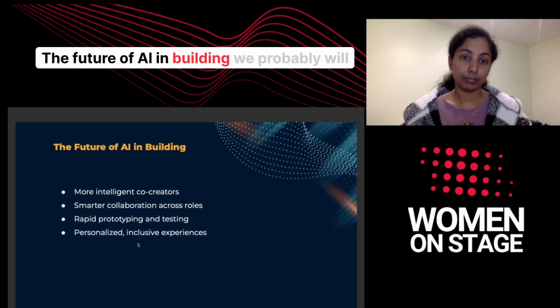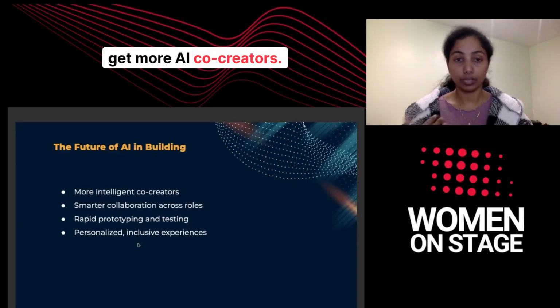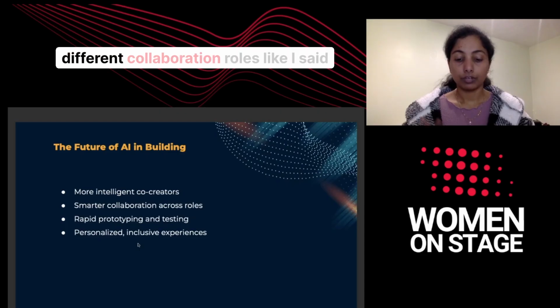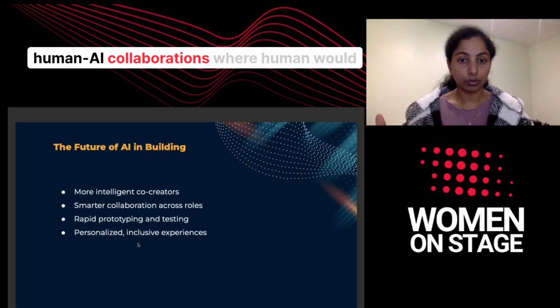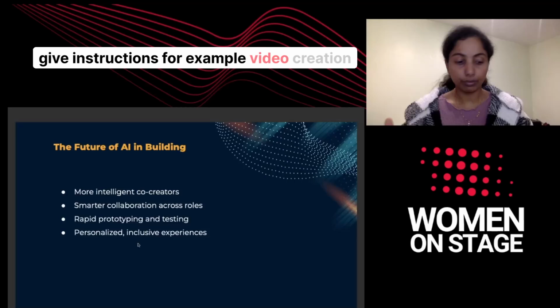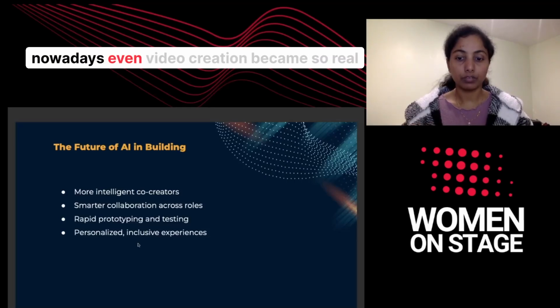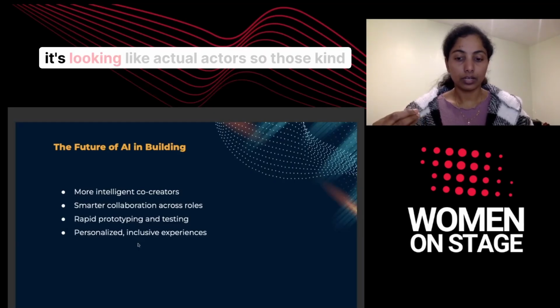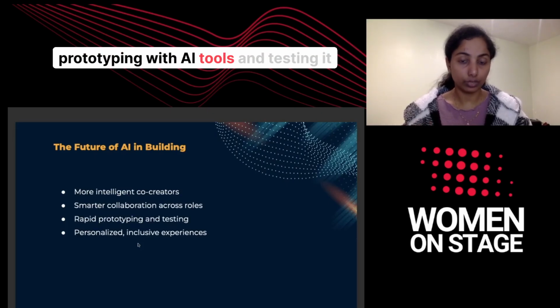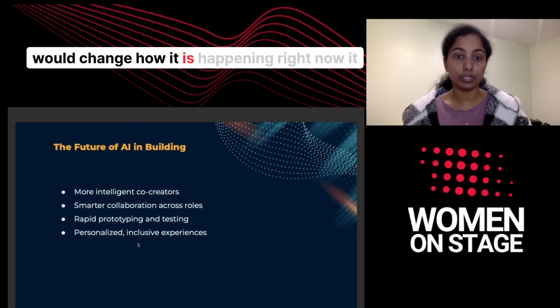The future of AI in building, we probably will get more AI co-creators. It's rapidly growing, and we probably would get different collaboration roles. Like I said, human-AI collaborations where humans would give instructions. For example, video creation. Nowadays, even video creation became so real. It's looking like actual actors. So those kinds of collaborations will come with AI tools, and we'll have better prototyping. Already we have better prototyping with AI tools, and testing. It would change how it is happening right now.